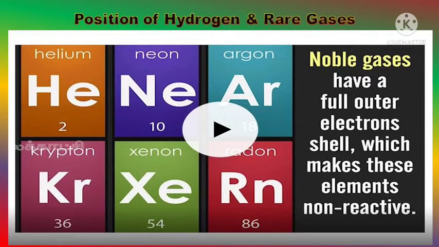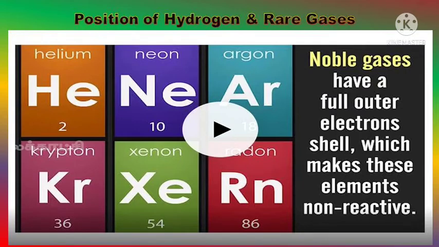Hydrogen can lose its only electron to form a hydrogen ion like alkali metals. It can also gain one electron to form the hydride ion like halogens. Alkali metals are solids while hydrogen is a gas.